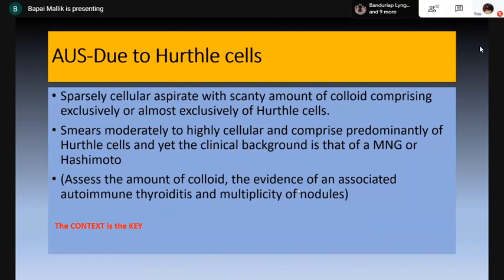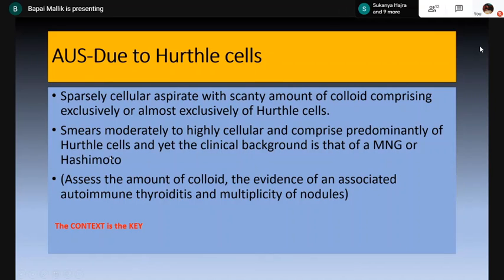Right. Next is AUS due to Hürthle cells. AUS due to Hürthle cells can be in sparsely cellular aspirates with a scanty amount of colloid comprising almost exclusively Hürthle cells, or smears that are moderately to highly cellular and comprise predominantly Hürthle cells, and yet the clinical background is that of multinodular goiter.